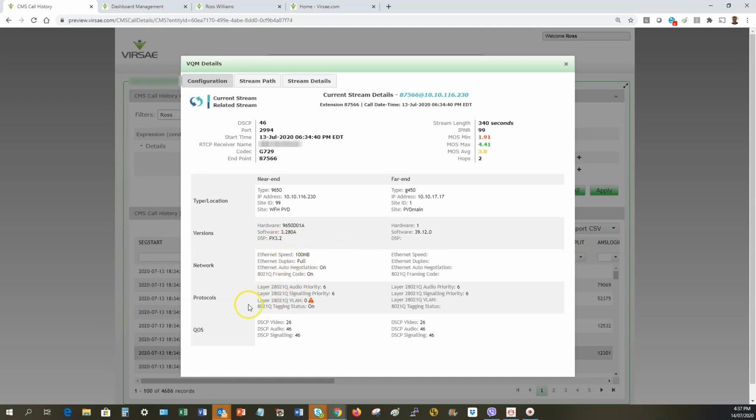And then we get down to the protocol layer and the QoS layer. And you can see there's a red flag being brought up here. And that shows the agent's station is in VLAN 0, which means there is no QoS applied. So that's most likely the cause of that problem there. If I mouse over that, I get a tech tip. And of course, the configuration at the far end. So we can see that stream originated on the G450. Settings on the G450 look all right.